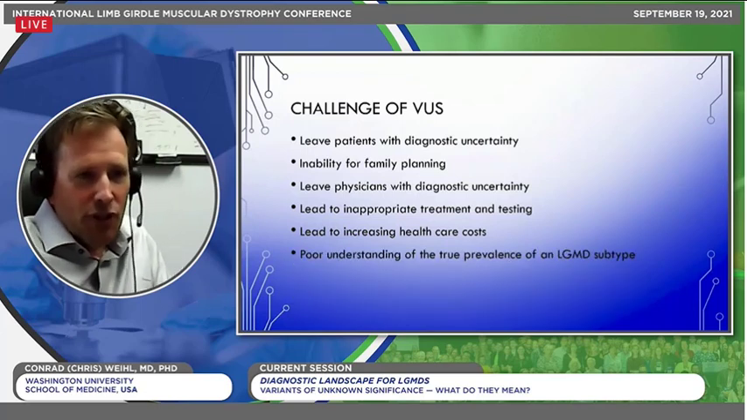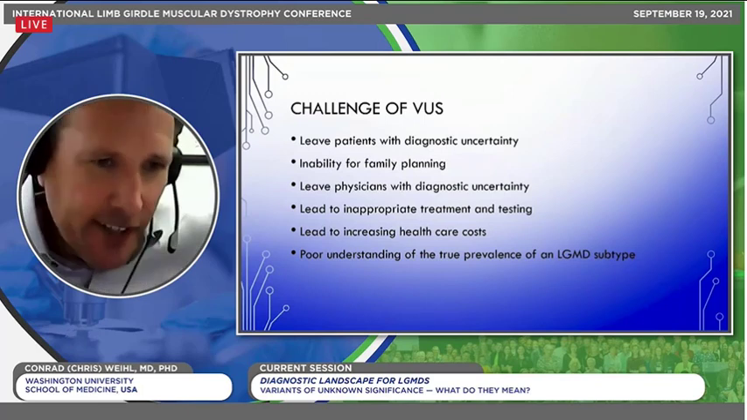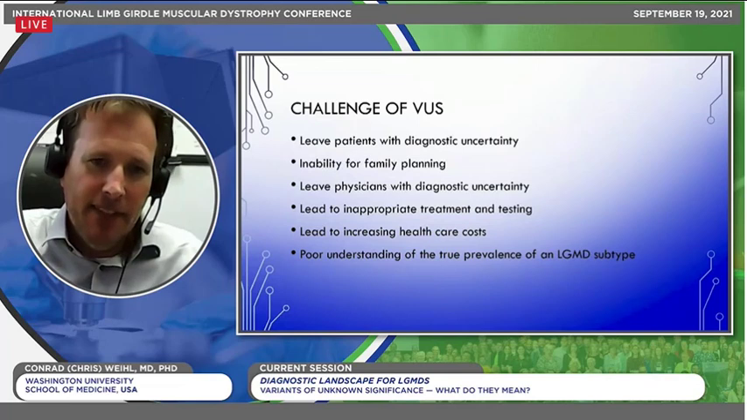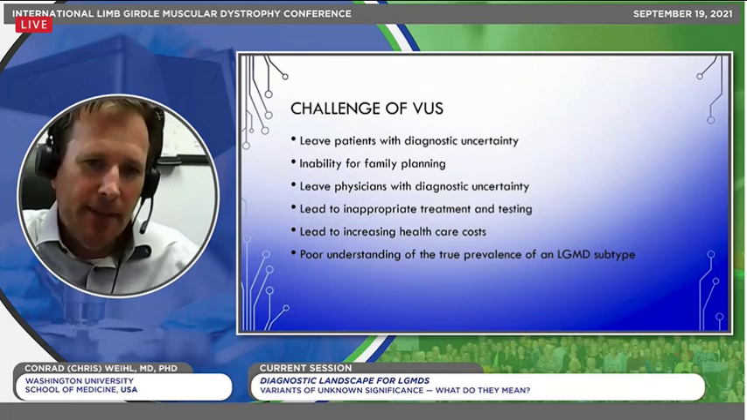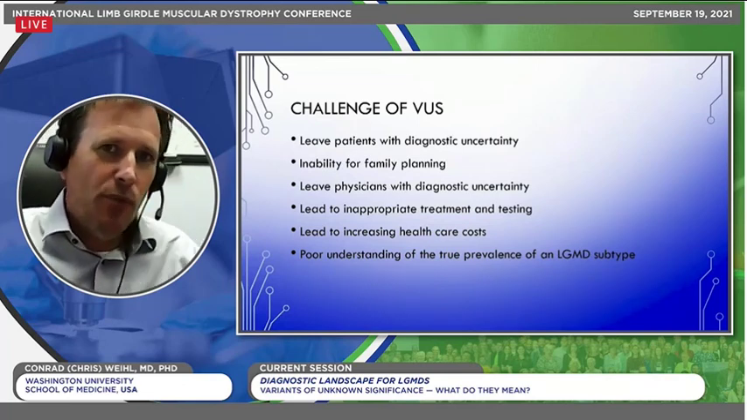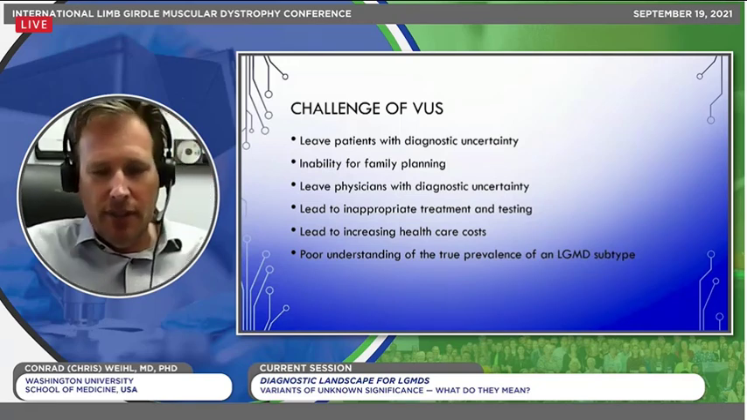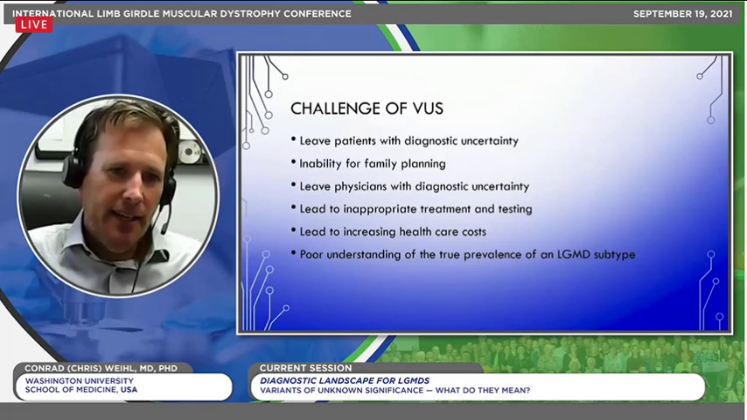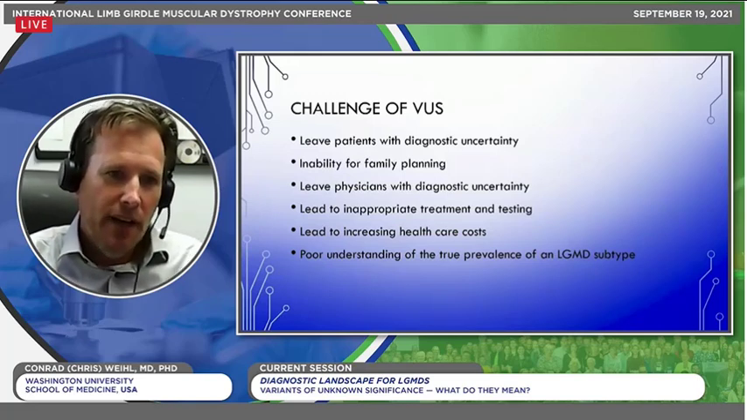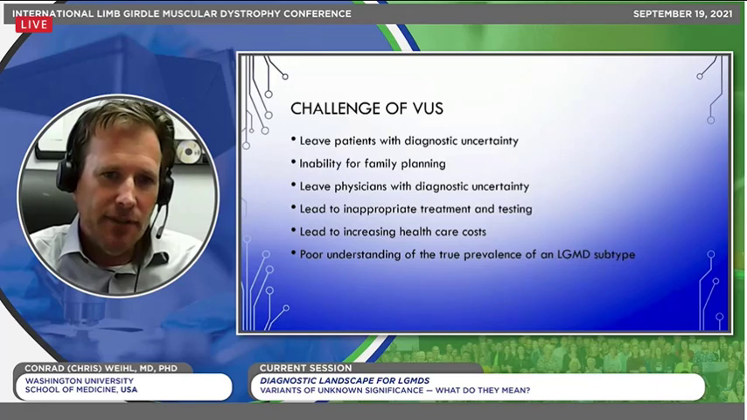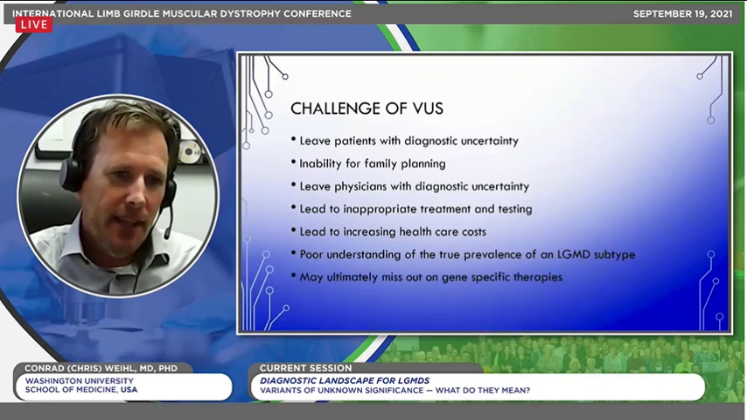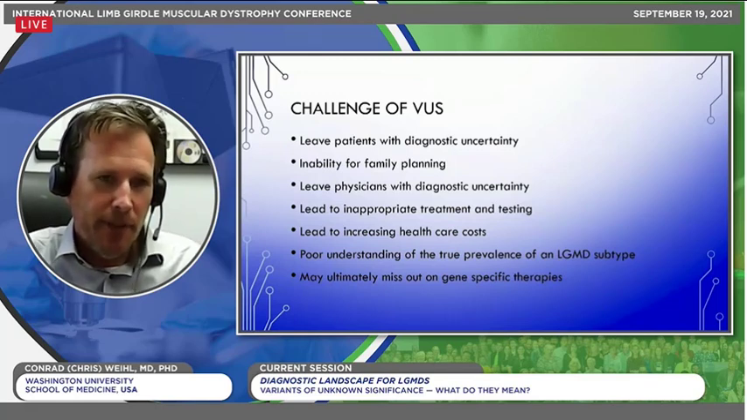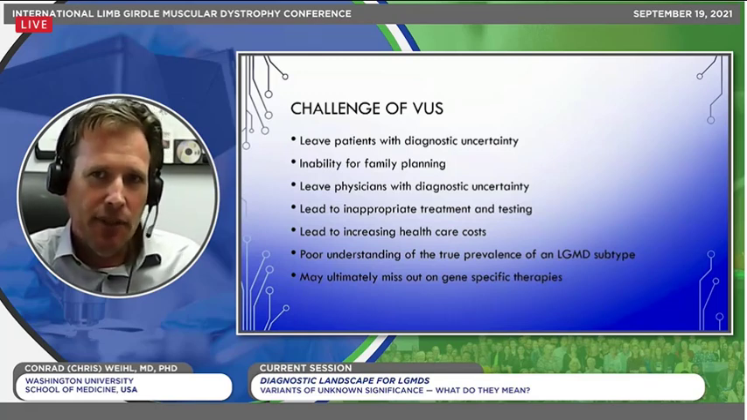I think this is important too, because we haven't resolved many of these variants. We start to not understand what the true prevalence is of many of these limb-girdle phenotype subtypes. And I think that's really important because the way that we start to understand resources and engaging drug companies is by making sure they understand how common or uncommon certain subtypes are. And I think I already touched on this. You might ultimately miss out on a certain therapy if we can't make your variant known as being pathogenic.